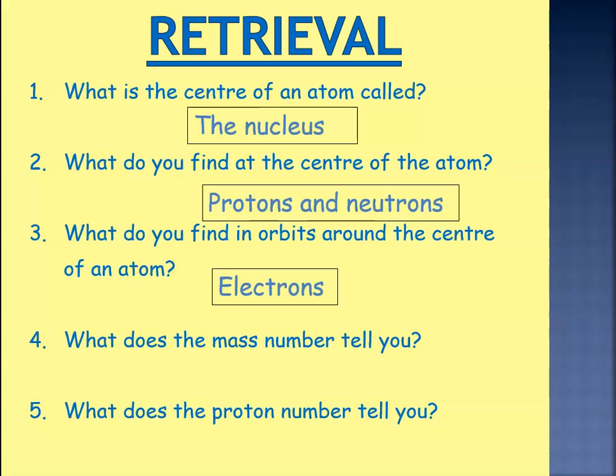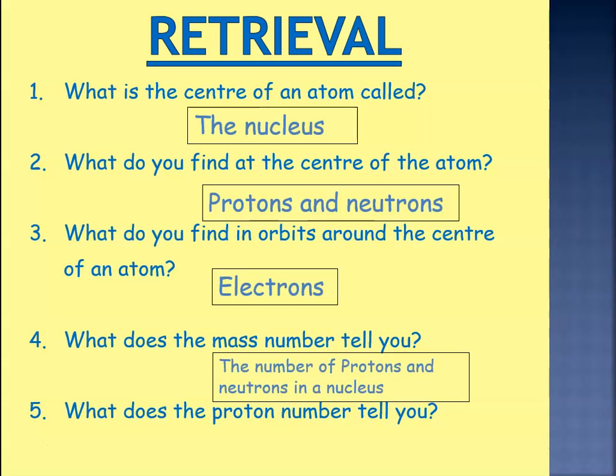When we look at the periodic table and descriptions of atoms, what does the mass number tell you? That will tell you the number of protons and neutrons in a nucleus. And what does the proton number tell you? It only tells you the number of protons. These have become more important during the lesson. We'll go through these in detail.